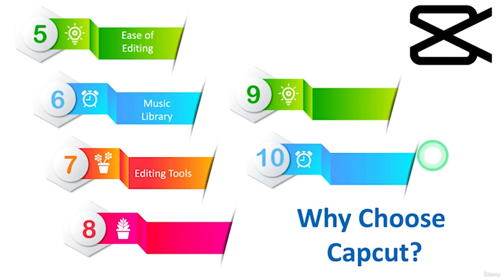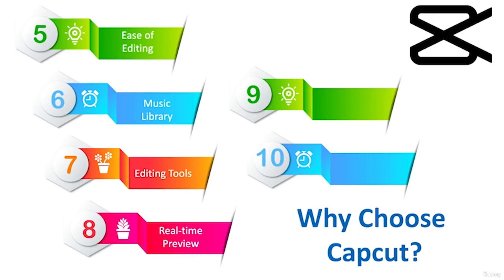And then we have the editing tools, basic editing tools. CapCut provides fundamental editing tools such as cutting, trimming, merging and adjusting speeds, catering to users who need essential video editing features. So the most basic things needed to carry out the most essential video editing is stuffed in CapCut. And then we talk about real-time preview.